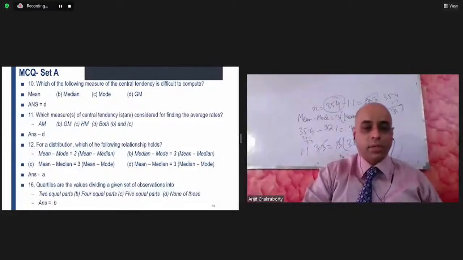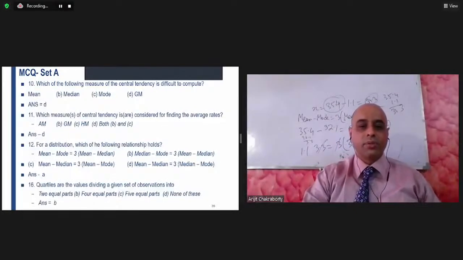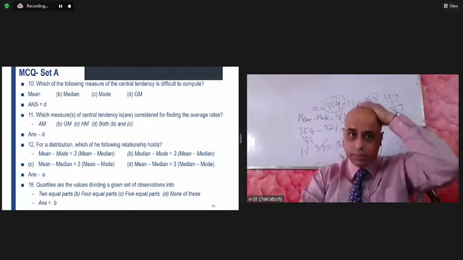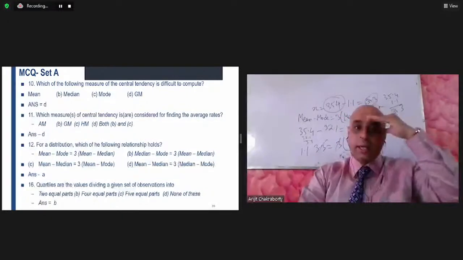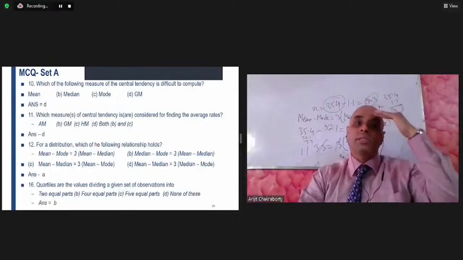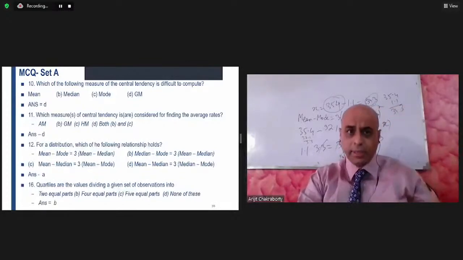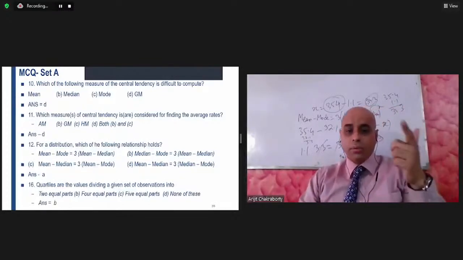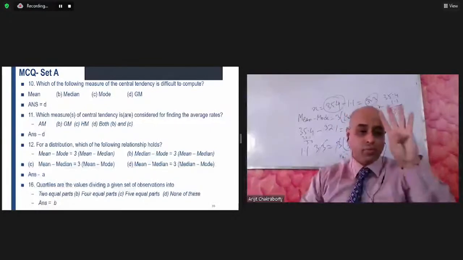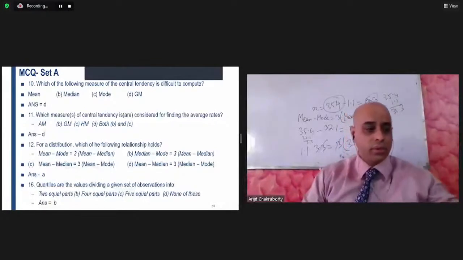Number 16, quartiles are the values dividing a set of observations into how many parts? Now we have discussed quartile, decile, and percentile. Decile means 10, percentile is 100, quartile means 4. So option B is correct, 4 equal parts.